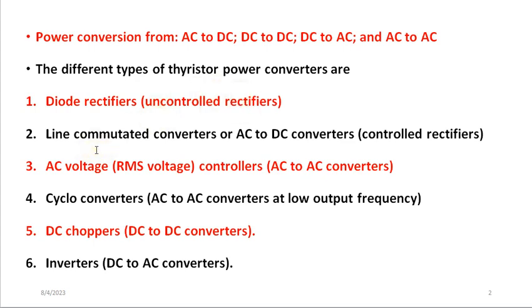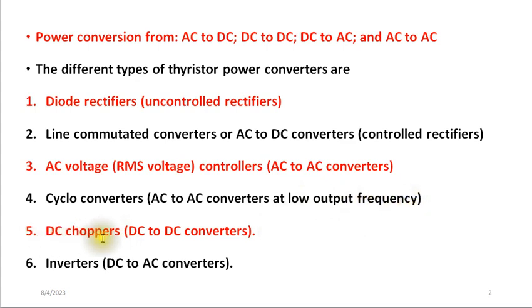And we have what we call line commutated converters, or AC to DC converters. We call them controlled rectifiers because we use thyristors which have a terminal for the control. And number 3 is AC voltage or RMS voltage controllers, which are AC to AC converters. We also have another class of AC to AC converters. We call them cyclo converters. They are the AC to AC converters which are at low output frequency.